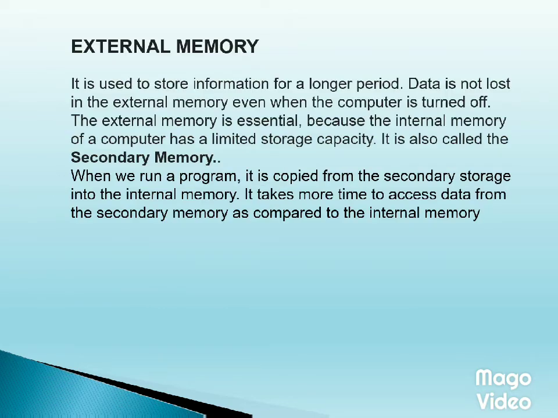External memory is also called the secondary memory. Since computer memory is temporary and limited, when we need to store a large amount of data, we use secondary memory. It is permanent storage memory. That is why we can store the information for a longer period. Data is not lost in the external memory even when the computer is turned off. It allows us to change, print, copy, move or delete data whenever required.